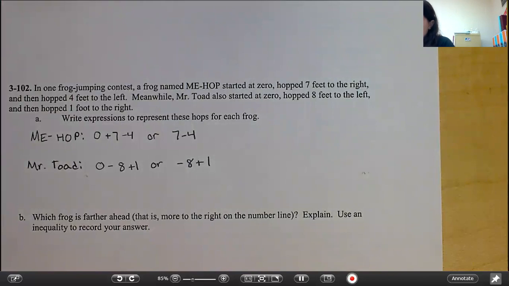Part B says, which frog is farther ahead? That is more to the right on the number line. Explain. Use an inequality to record your answer. So go ahead and pause the video and answer part B.